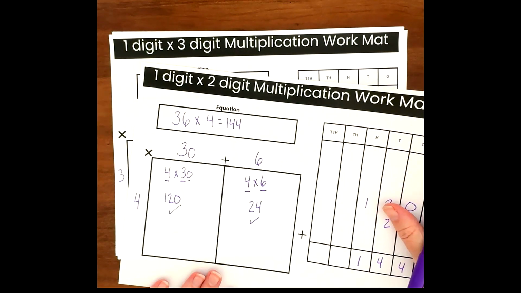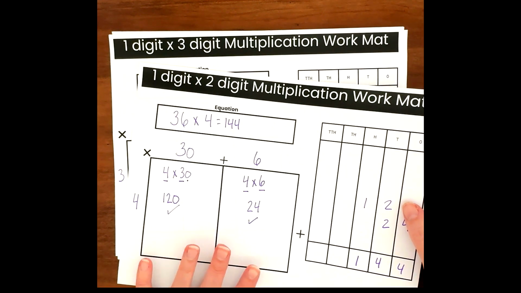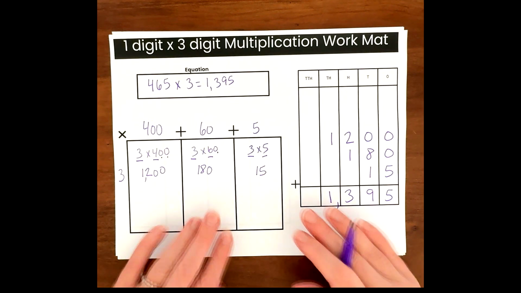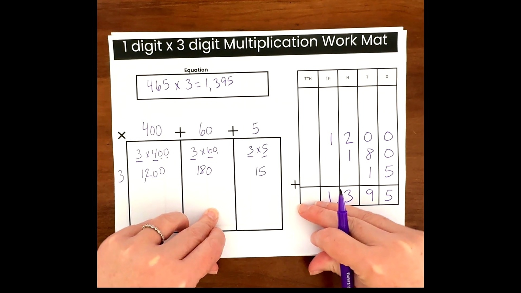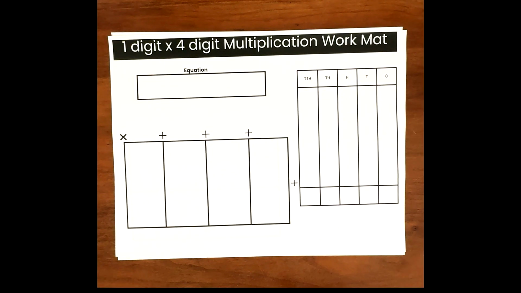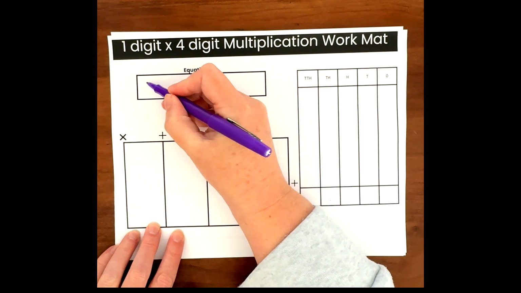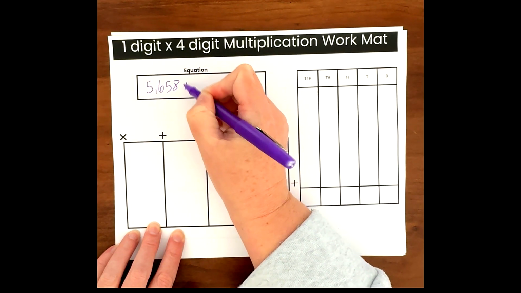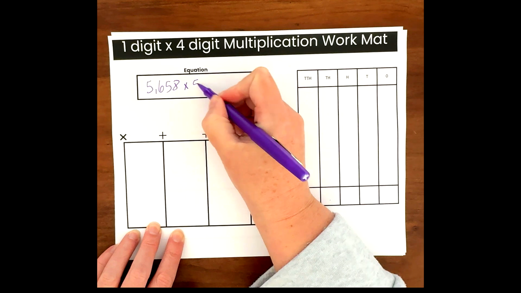So that is 1-digit times 3-digit. Started with 1-digit times 2, building procedures, routines, and confidence. Then once they've got that, I move to the 1-digit by 3-digit. Once they have this, then I move to 1-digit times 4-digit. So again, same thing. I'm just making up random problems here. Let's do times 5.